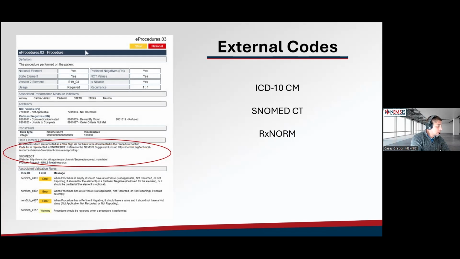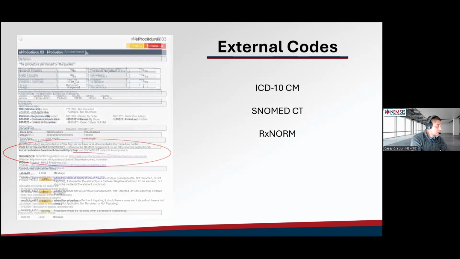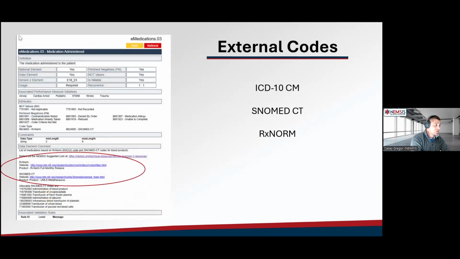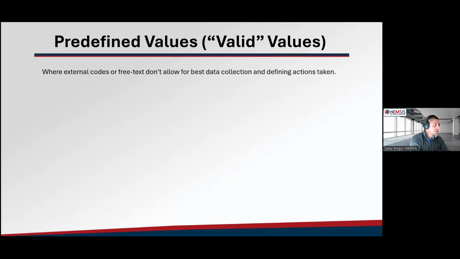So here's an example of SNOMED. And then this one has both SNOMED and RX norm codes. So sometimes it can pull from multiple libraries for one element. All right. If some of these lists seem extensive, you can visit the NEMSIS website for the defined lists and suggested lists. And I will share a link to that in the chat before we're done today. So I want to provide you all with some resources.